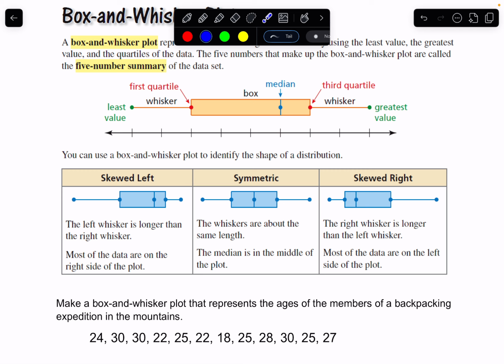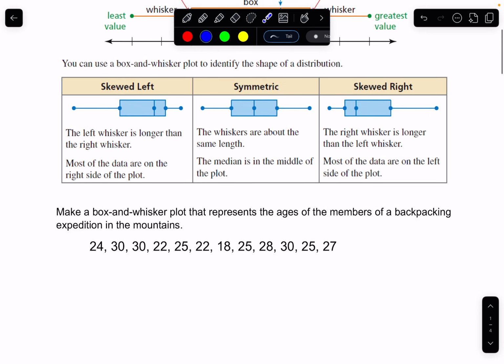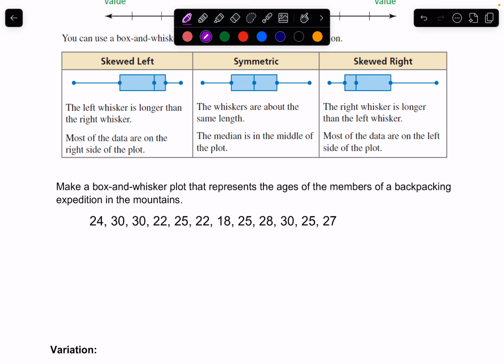Now, this really can help you understand what the data is doing beyond just an average. It gives you a sense of where the data is concentrated, and how close the data is concentrated to itself and overall. So let's start with making a box and whisker plot.